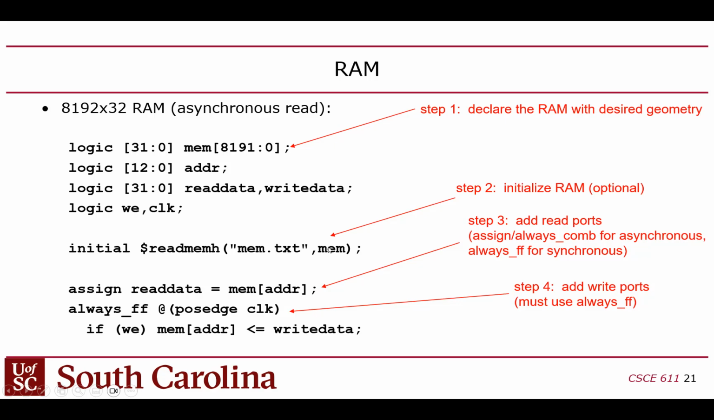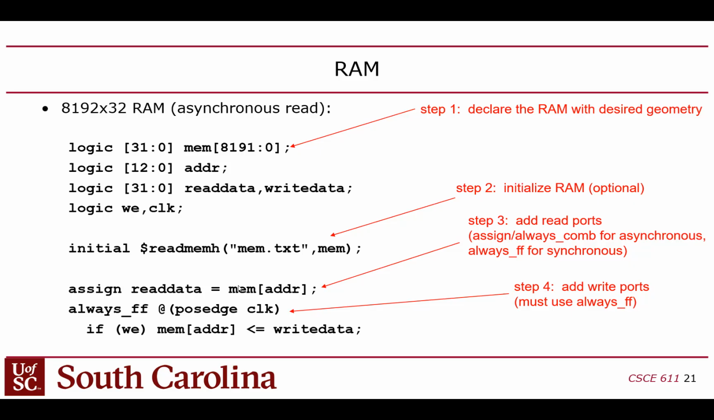Yes? In this example, it's like the previous one. It was asynchronous read and synchronous write, but we can change that behavior based on... Right, yeah, you can change it in the code here. Now all you have to do to make it a synchronous read is to basically move this read data inside the clocked block and take the assign off and change it to a less-than-equal non-blocking assignment, right?